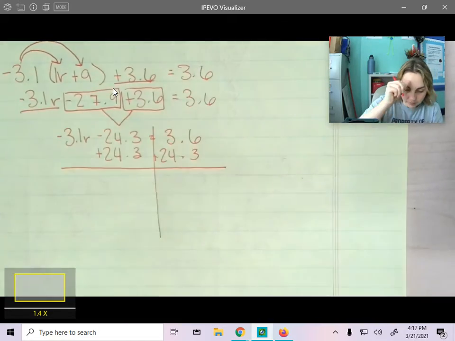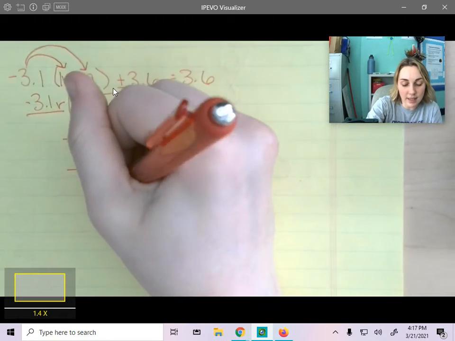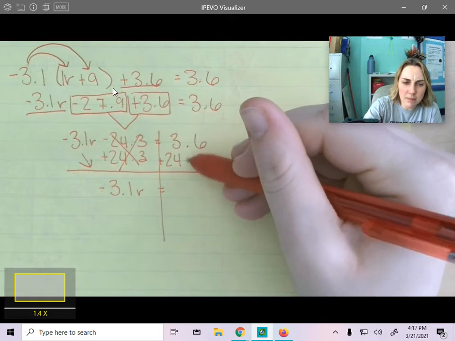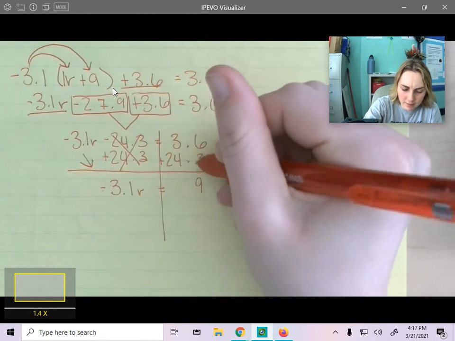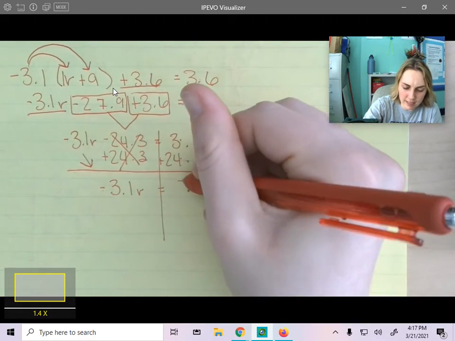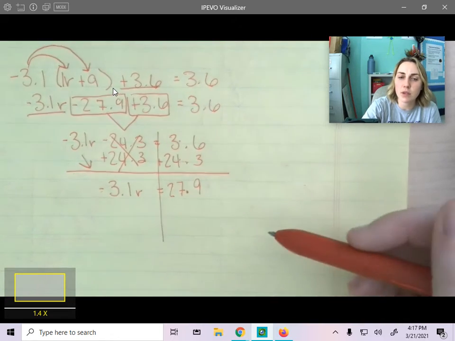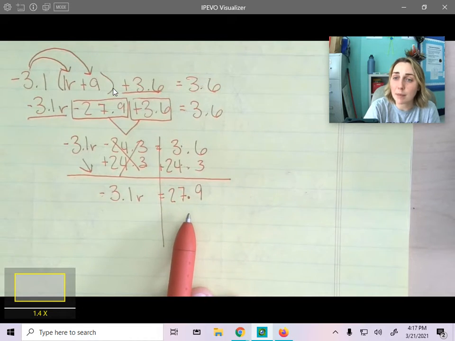Okie dokie. So these canceled out, they're opposites, but I am going to bring down this -3 1/10 r. And then 3 6/10 plus 24 3/10, well, let's see, 6 plus 3 is going to give me 9. I'm going to bring down that decimal. 4 plus 3 is going to give me 7, and I'll bring down this 2. So 3 6/10 plus 24 3/10 is going to give me 27 9/10. And now I have a one-step equation.